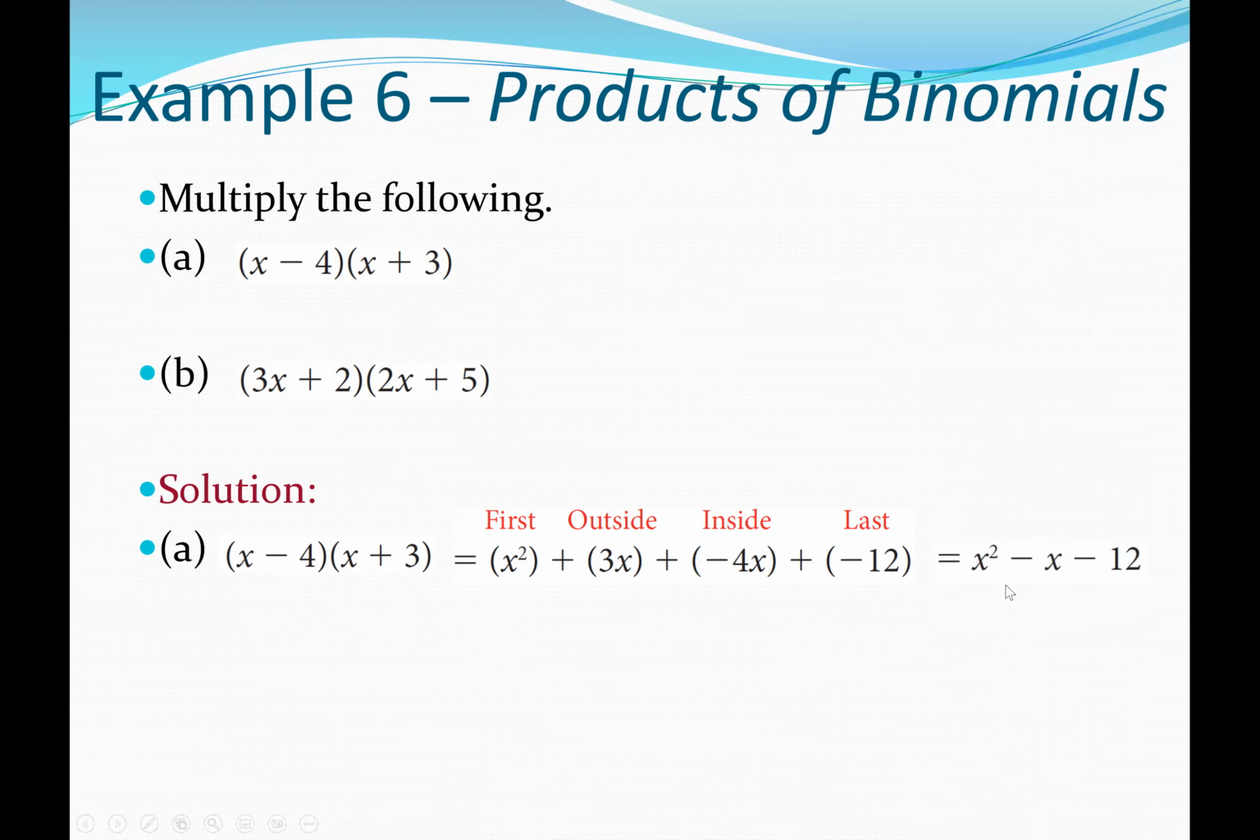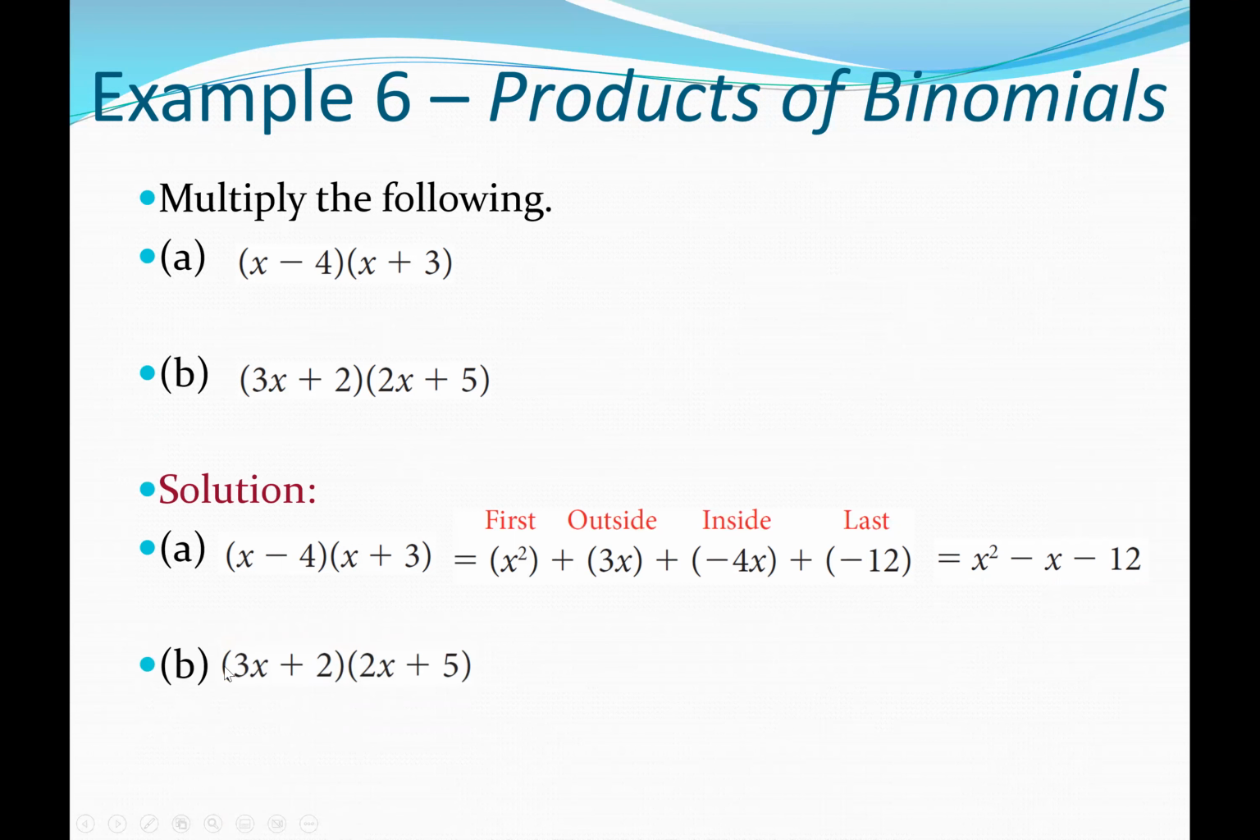So when we combine the terms, our answer becomes x squared minus x minus 12, because plus 3x minus 4x will give me minus x. We have only one constant value, negative 12, so we keep it. Now, let's see the second example.